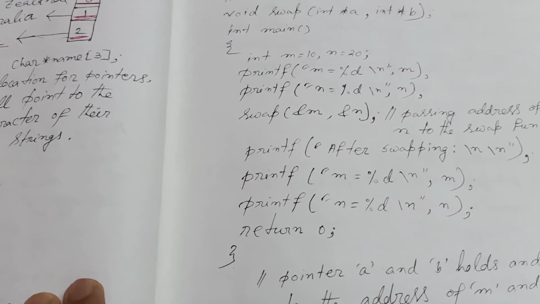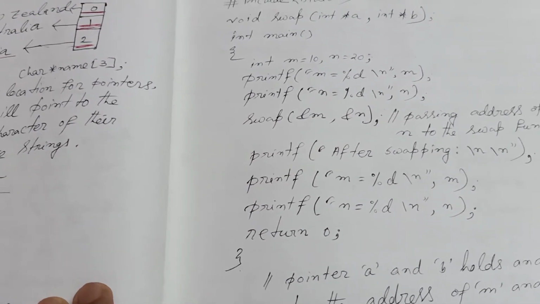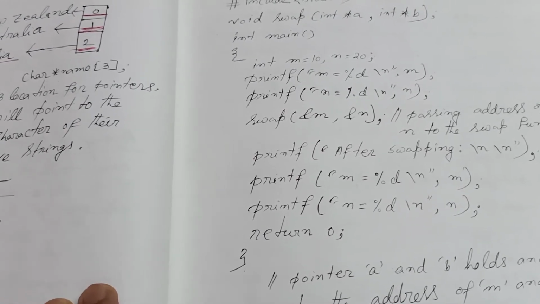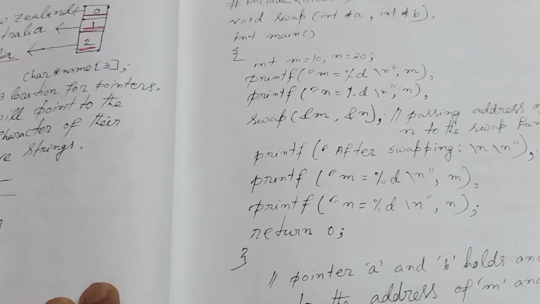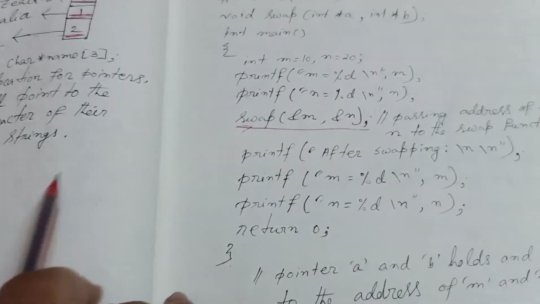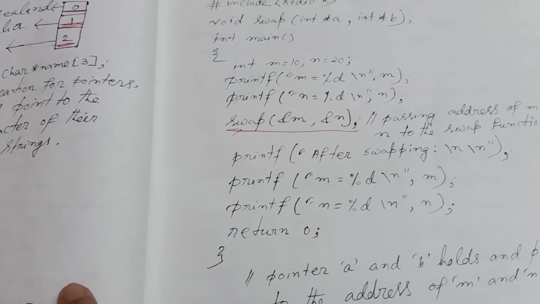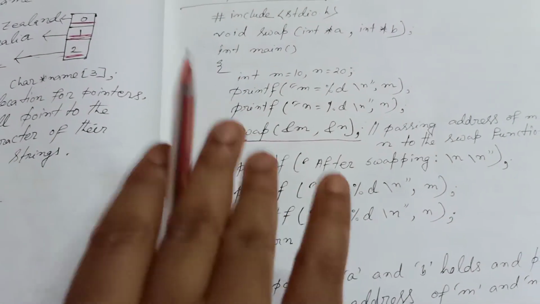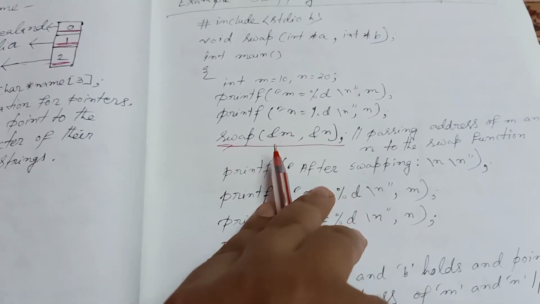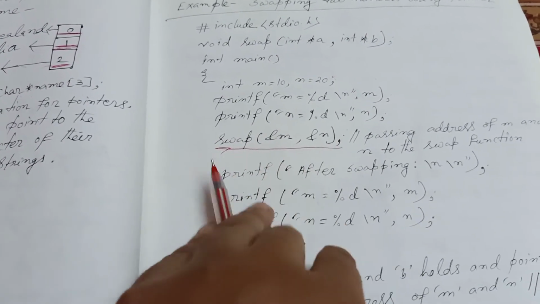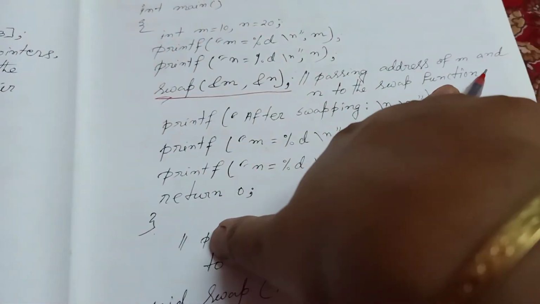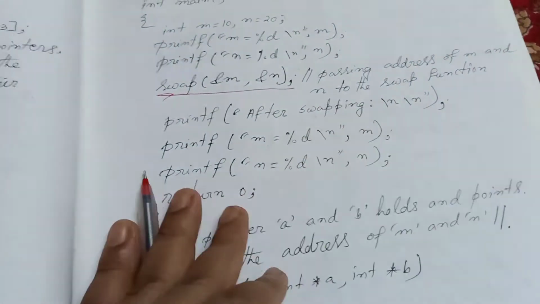So printf m equal to %d, we are displaying the value of m. Printf n equal to %d, and we are displaying the value of n. Now swap, we are calling the swap function with &m and &n. We are not directly using the values of these two variables. Instead of that we are using their addresses. So this is passing the address of m and n to the swap function.